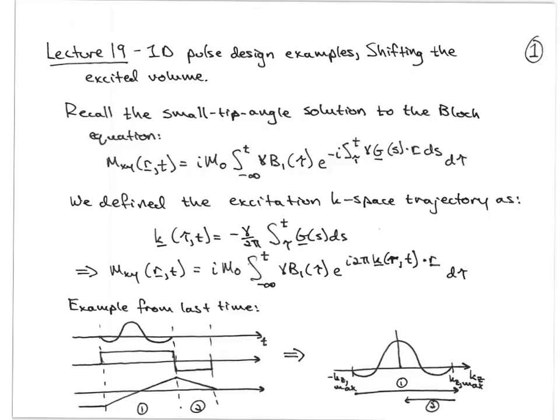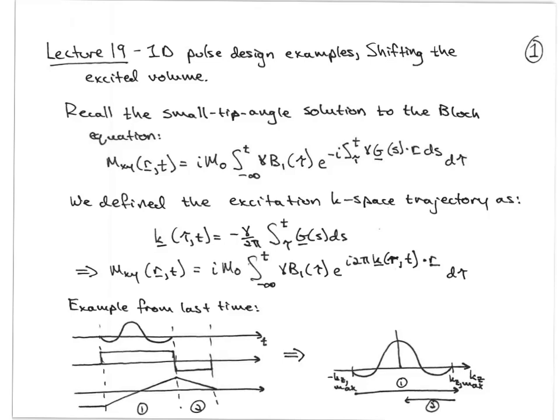Hi, this is lecture 19, and here we're going to go through some 1D pulse design examples, and we're going to talk about how, given that you have an RF pulse, you can shift the excited volume, that is, the volume that is excited by that pulse, around in space.